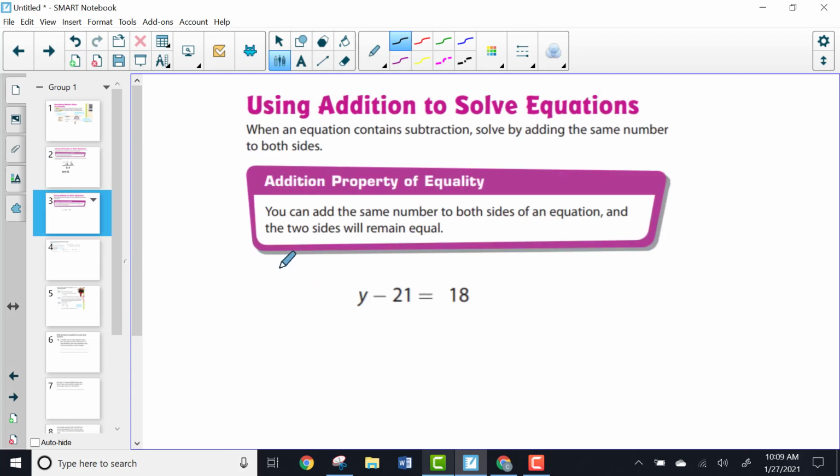Let me show you the addition property of equality. Same idea, except we're using addition on both sides of the equation. So when we add the same number to the left and right side of the equation, the two sides will remain equal. So for this one, y minus 21 equals 18, what I do is I add 21. I take the inverse operation. In other words, the opposite of subtraction is addition. So I add 21 to the left side of my equation. I'm going to add 21 to the right side.